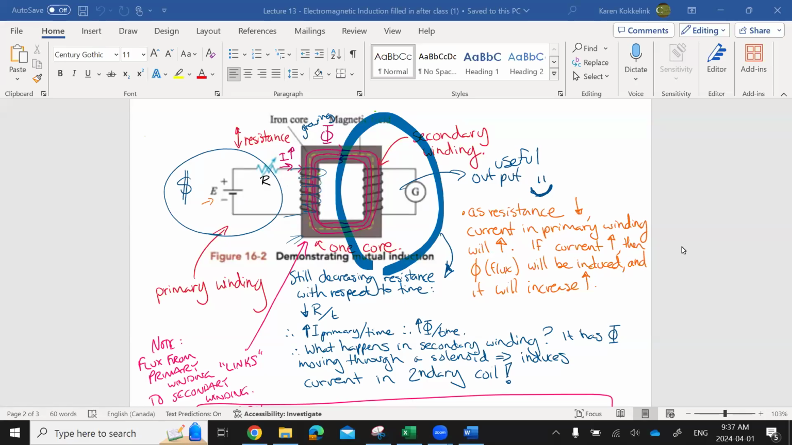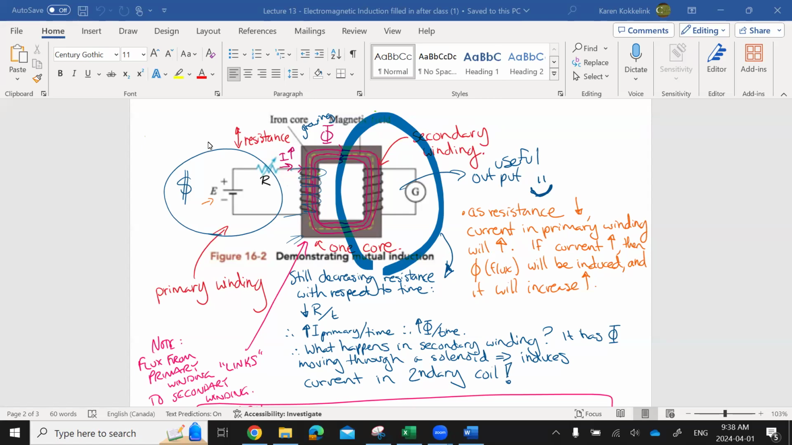This big scribbly diagram is showing mutual induction, or electromagnetic induction. What is happening is we have a coil on what is called the primary winding of a core. Over here on the left-hand side is the primary winding. It's attached to a core, which is this ferromagnetic material. And over on the right-hand side, there's a secondary winding.